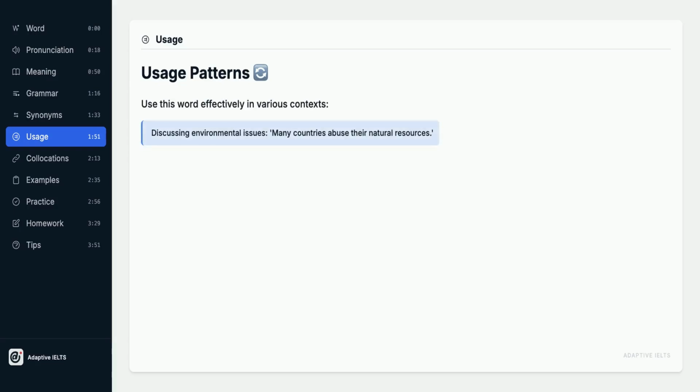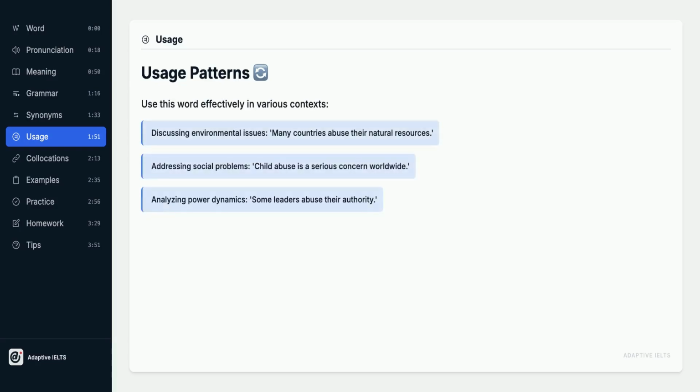Use this word effectively in various contexts. Discussing environmental issues: many countries abuse their natural resources. Addressing social problems: child abuse is a serious concern worldwide. Analyzing power dynamics: some leaders abuse their authority. Remember to consider both the noun and verb forms in your responses.